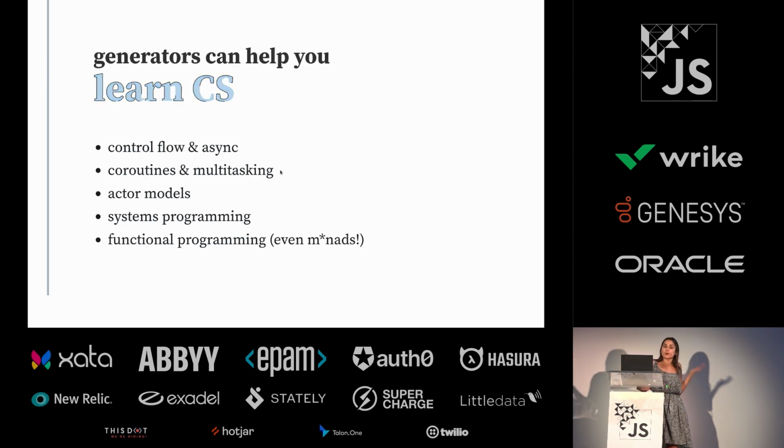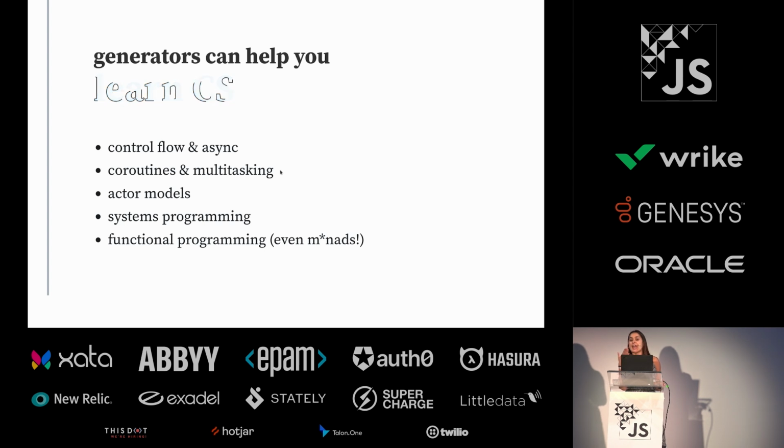And we saw some cool computer science concepts. So we talked about control flow, about coroutines, passing information back and forth, and essentially doing co-op multitasking. We talked about the actor model. You can even use generators to learn about functional programming things like the M word, monads.